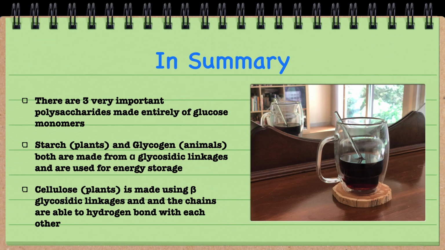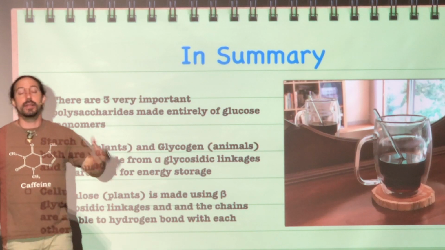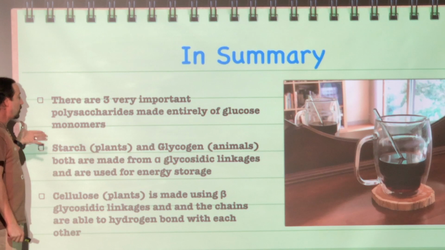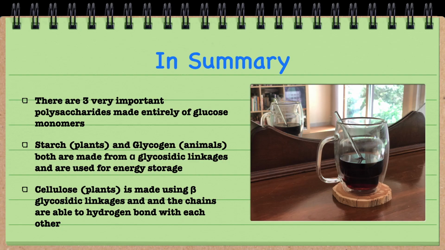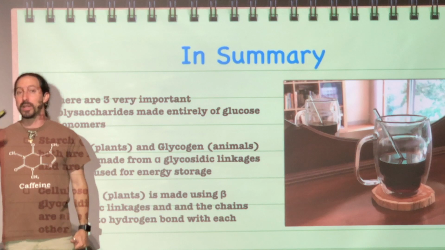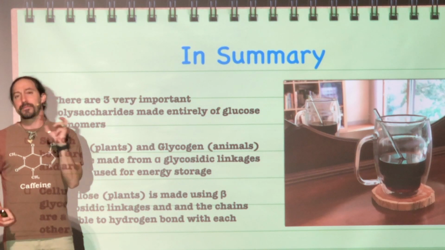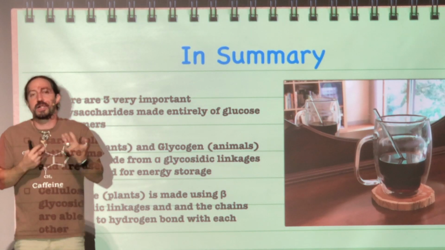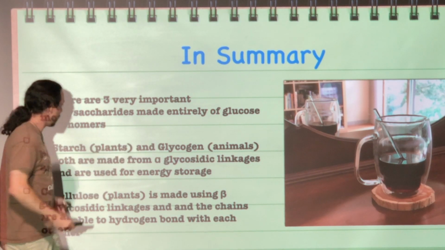And that takes us to the summary. That's it, guys. There are only 3 very important polymers that are made entirely of glucose. Starch and glycogen, which are both used for energy storage. The big difference between them is that glycogen is highly branched because it uses the 1,4 linkage and the 1,6 linkage, whereas starch is mostly just that 1,4 linkage, so it mostly is just these straight chains.